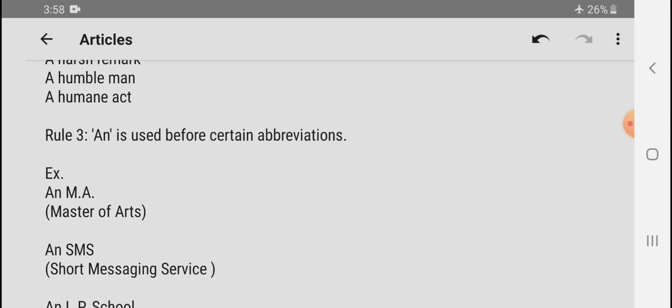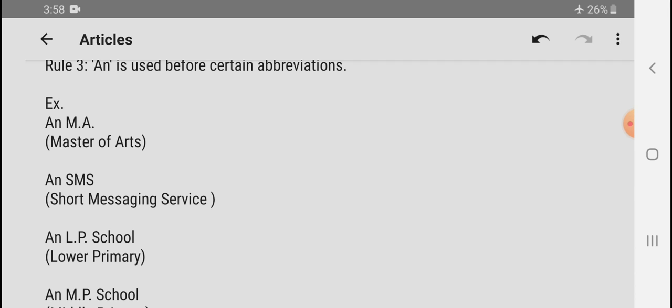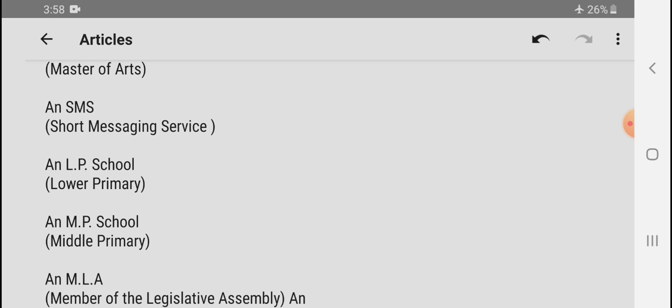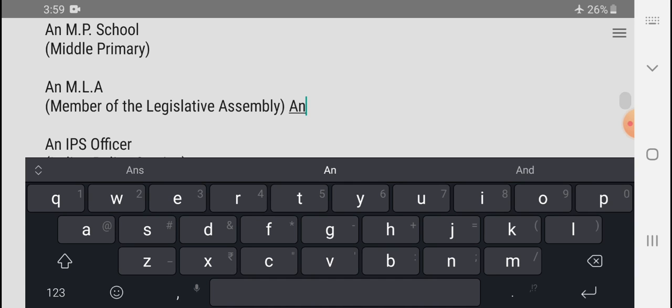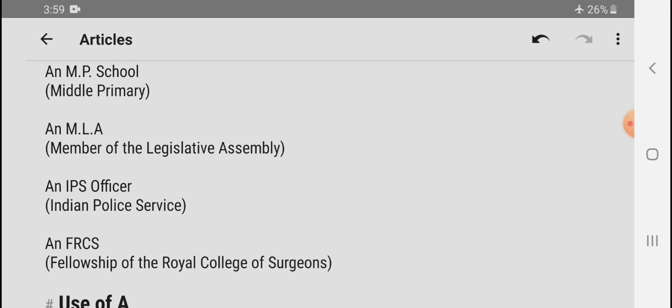Then rule number 3 says "an" is used before certain abbreviations. What's an abbreviation? Abbreviation means the short form of certain words. There are lengthy words and we use shortcut forms of them while speaking as well as in writing. For example, MA, which stands for Master of Arts, SMS, which stands for Short Messaging Service, LP School stands for Lower Primary School, MP School, Middle Primary School, MLA stands for Member of the Legislative Assembly, and IPS stands for Indian Police Service. FRCS stands for Fellowship of the Royal College of Surgeons.